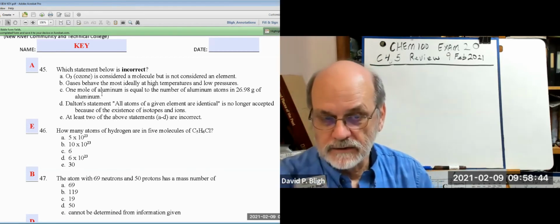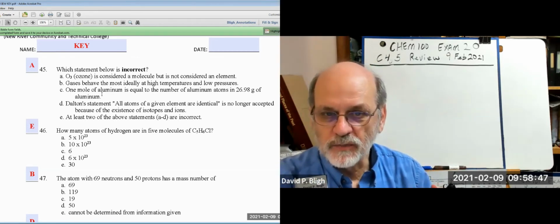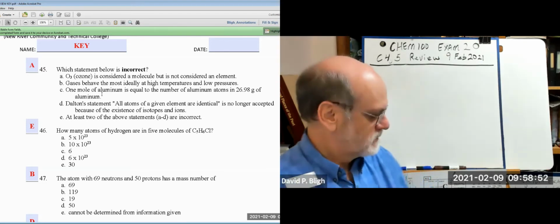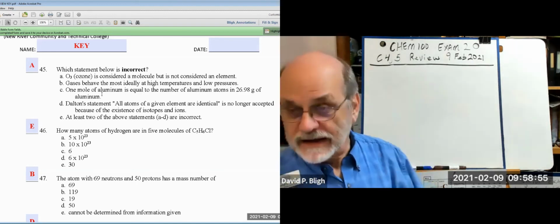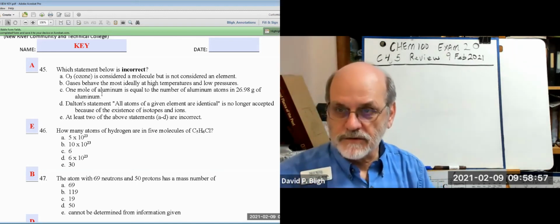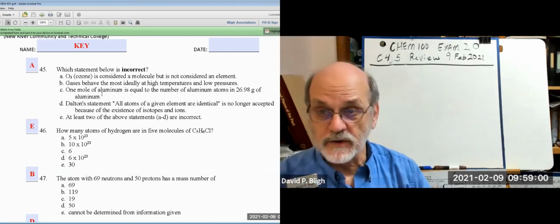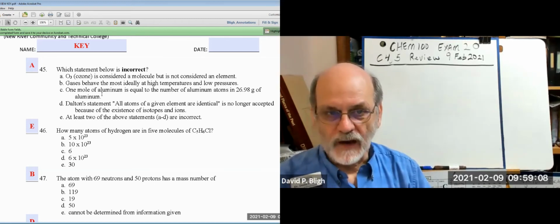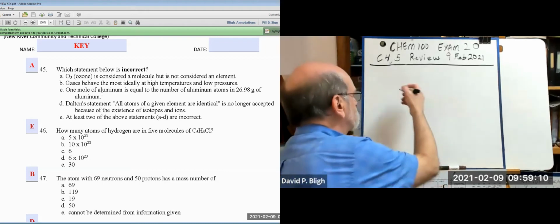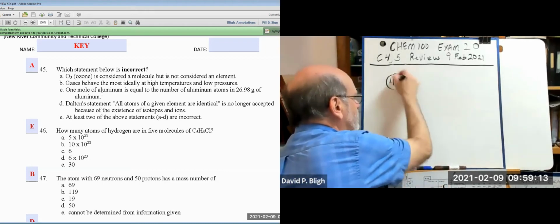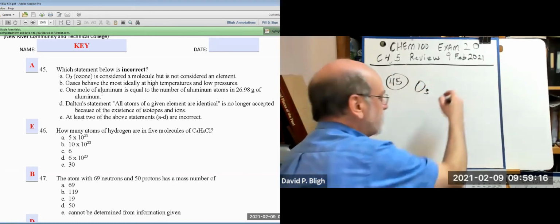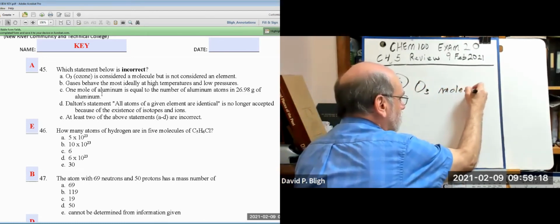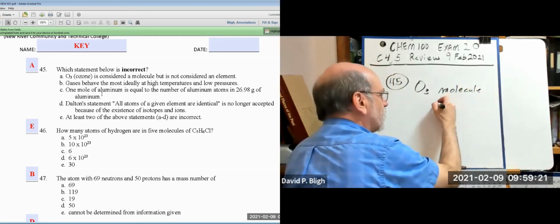O3, ozone, is considered a molecule, but is not considered an element. Is that true? Well, it is a molecule, right? It's got 3 oxygen atoms bound tightly together with covalent bonds, and it behaves as a single unit. But is it not considered an element? No, it is an element. Ozone is a molecule, and it's an element of oxygen.